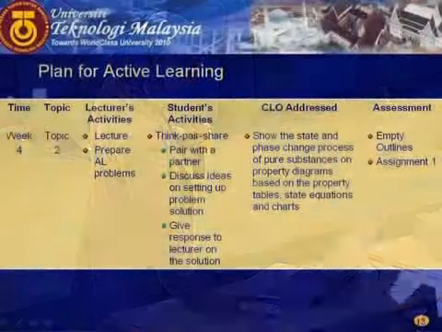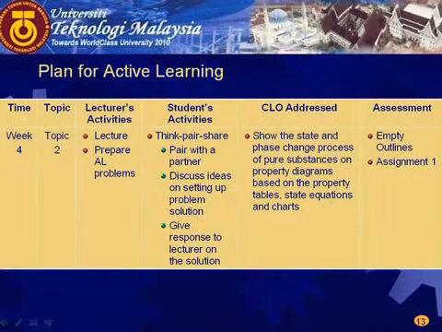This is when the students pair with a partner, or in class, since there are 3 of them sitting in one row, I group them together in 3s. And then give them a problem. They discuss the ideas on setting up the problem. And then they would give a response to my questions. So which of the outcomes am I addressing here? See, I never forget my learning outcome. Here, one of my learning outcomes says the students should be able to show the state and phase change process of pure substances on property diagrams based on property tables, equations, and charts.